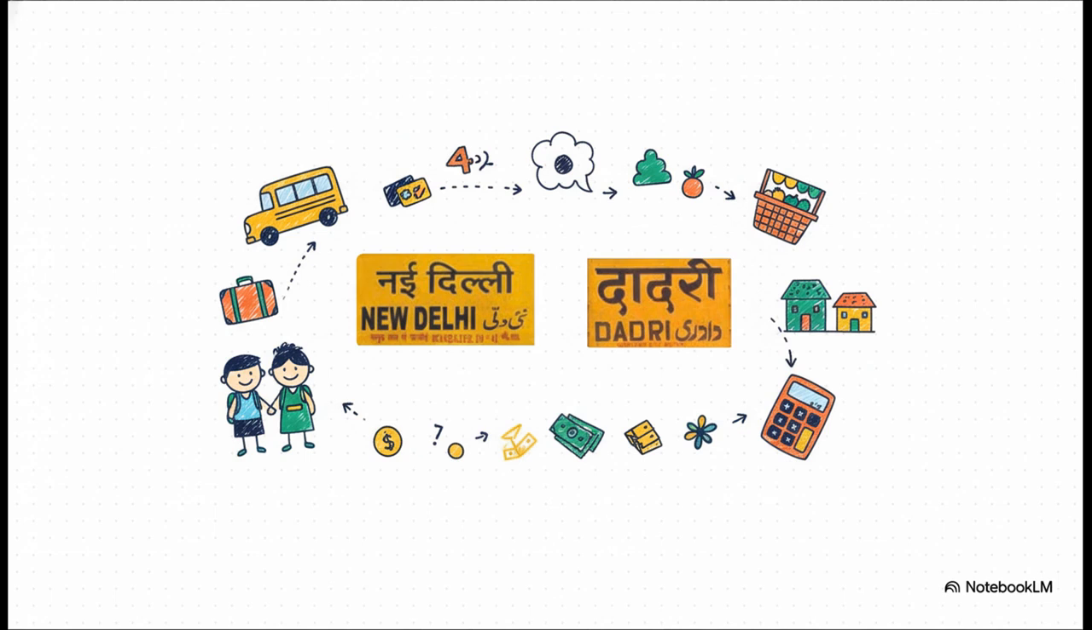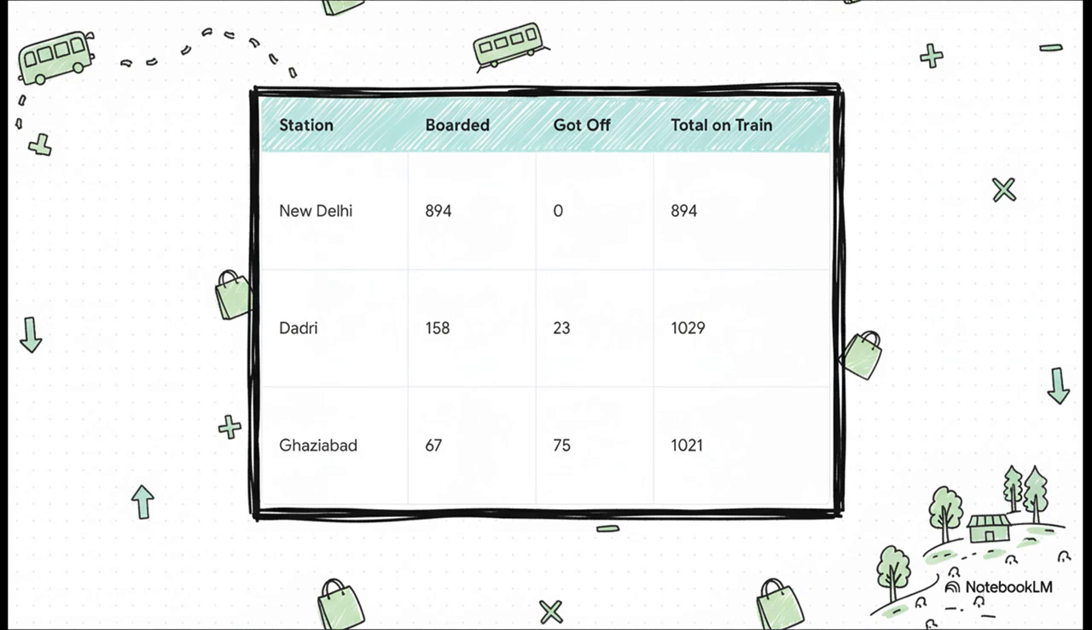Speaking of big journeys with lots of people, that reminds me of a type of problem you often see in your exams. So, let's take a quick bonus question. We're jumping off the bus and onto a train leaving from New Delhi. This will test both your addition and subtraction skills. Take a look at this table. It's tracking the number of passengers on a train. It starts with 894 people from New Delhi. At the next station, Dadri, 158 people get on, so we add them. But 23 people get off, so we subtract them. See how it works? You just add who gets on and subtract who gets off to always know the total number of passengers.